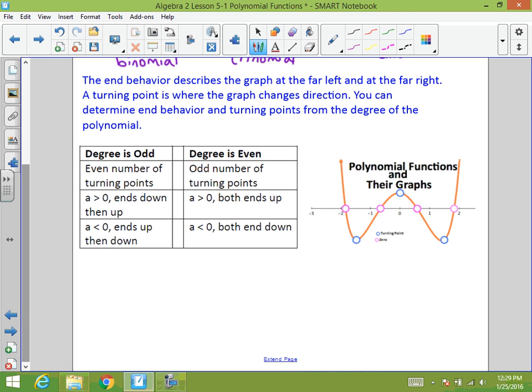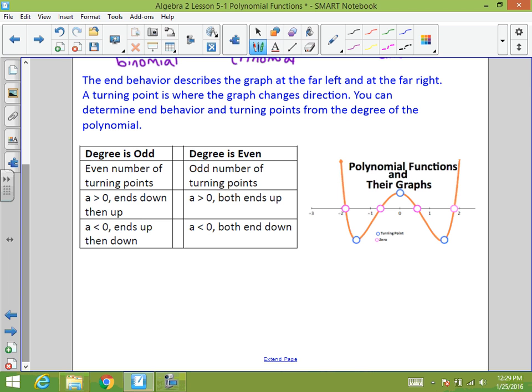For example, I gave you this lovely polynomial that looks like a funny looking W. The blue circles are your turning points and the pink circles are your zeros. Zeros are where the graph crosses the x-axis because y is 0 at that point. And your turning points are where your graph makes a change of direction. So you can determine your end behavior and your turning points from the degree.